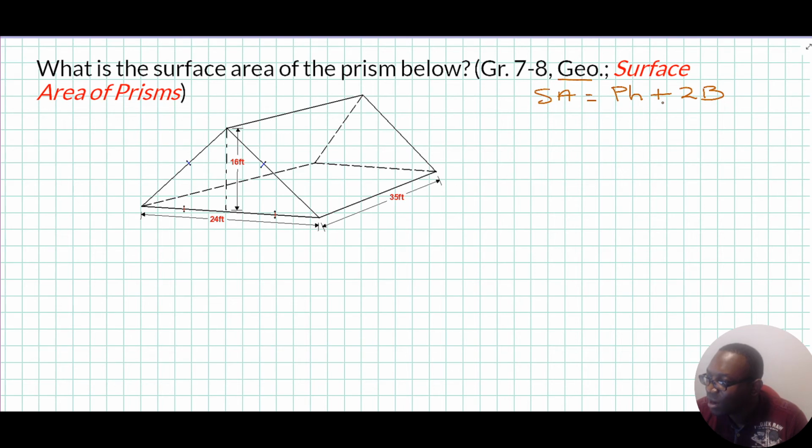Our base here is a triangle. I want to show you here that these are equal. That's what this means here. This line shows you that these two sides are equal. So this is going to be a right angle, and then this side and this side are also equal. That's what this means. To find the perimeter of a triangle, you add all the sides together. So we need to find the value of the missing side. Without that, we cannot find the perimeter of this triangle.